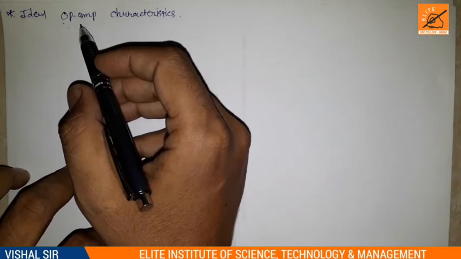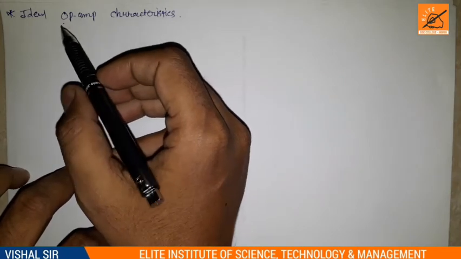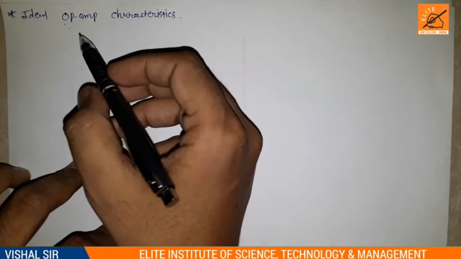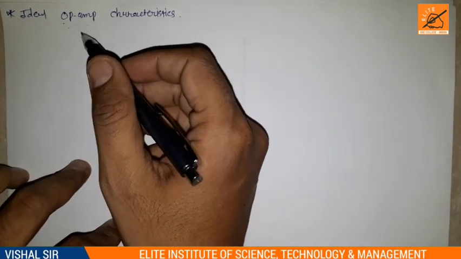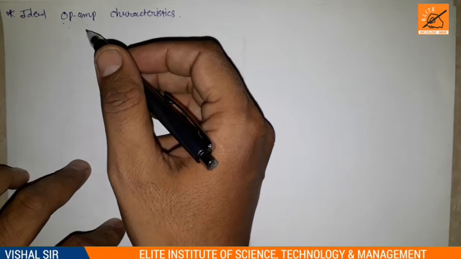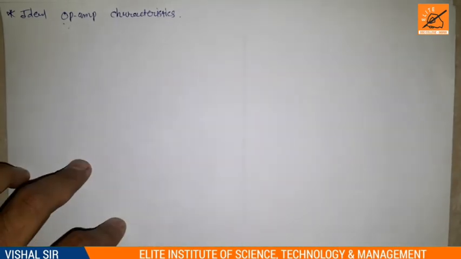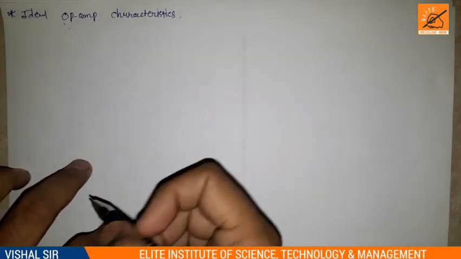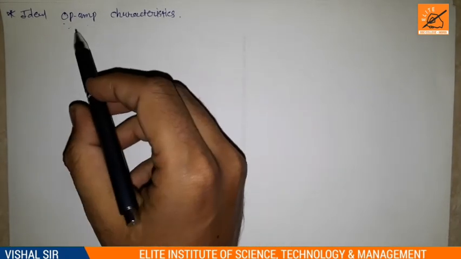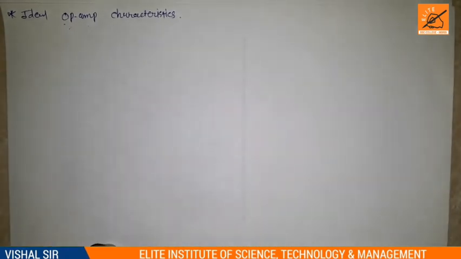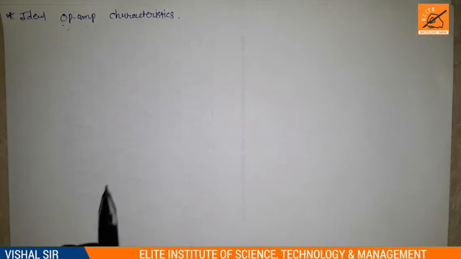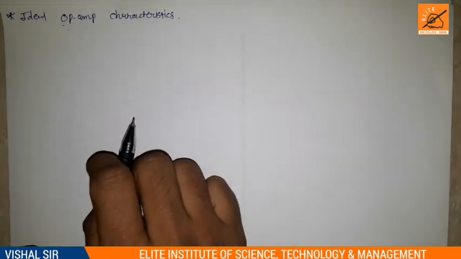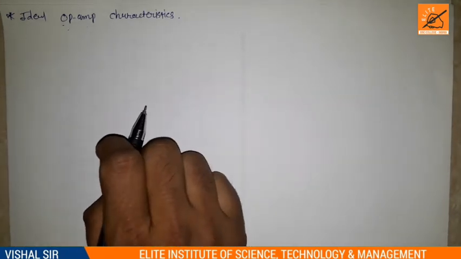For example, summing amplifier, integrating amplifier, differentiator, then subtractor. So these are the typical applications of op amp. We can do so many operations, arithmetic, logical, comparator, using the operational amplifier, so it is known as an op amp. So the operational amplifier is very important in analog electronics.